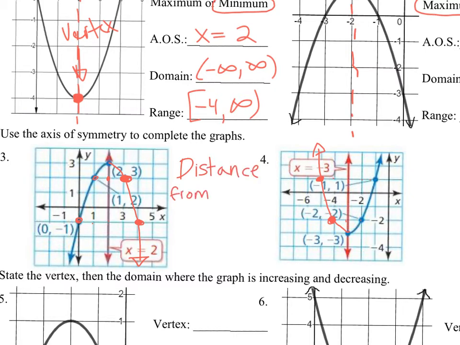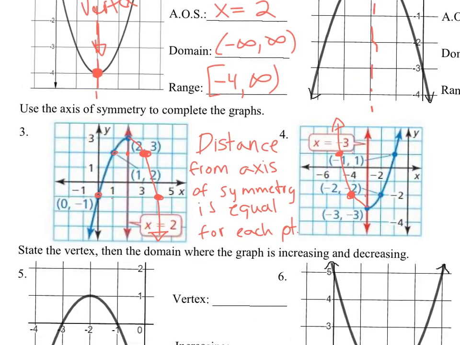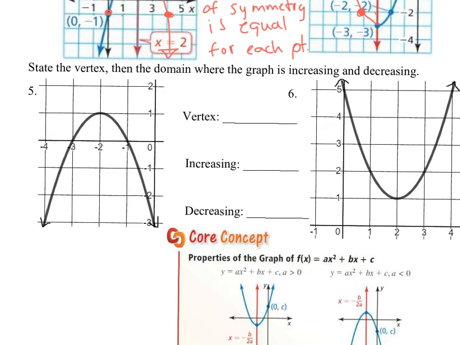Also, a little tiny blurb that you may want to write is that the distance from the axis of symmetry is equal for each point. And we just did that, right? Because we understood that they were equidistant from the axis of symmetry, we could create the other side of the graph, okay? So that's the idea between 3 and 4, and kind of elaborating more on the importance of the axis of symmetry.